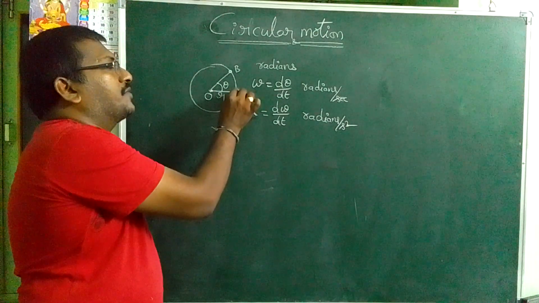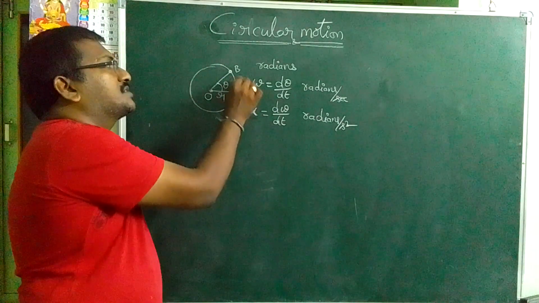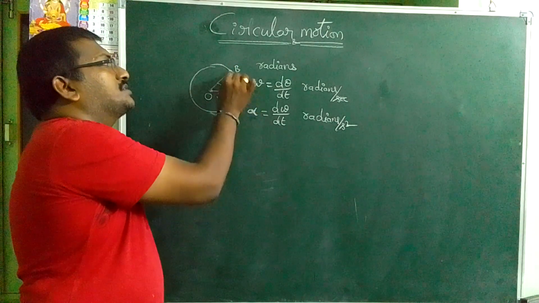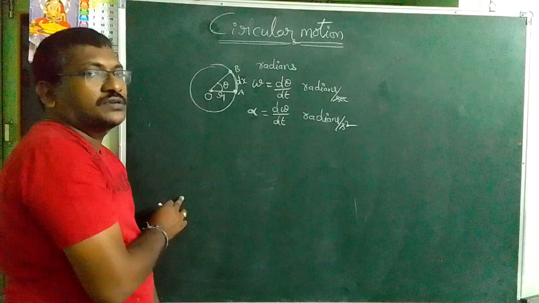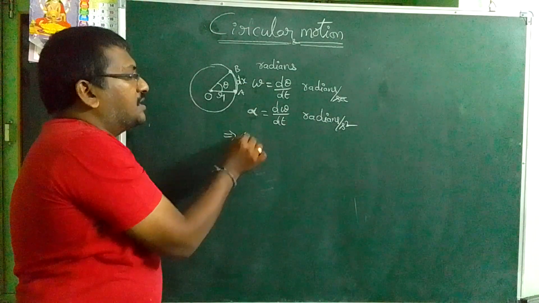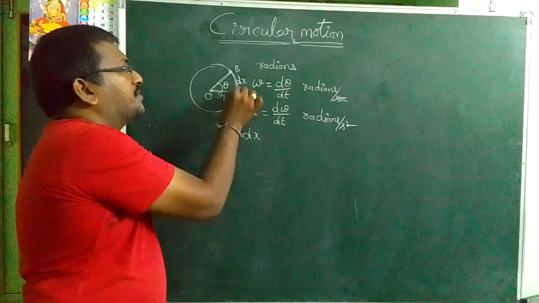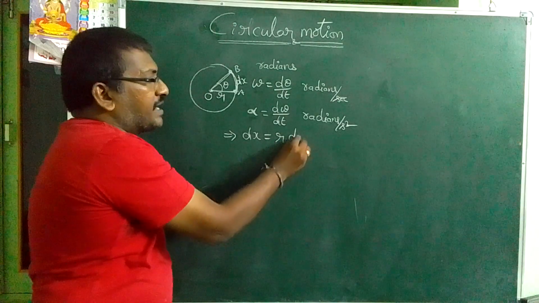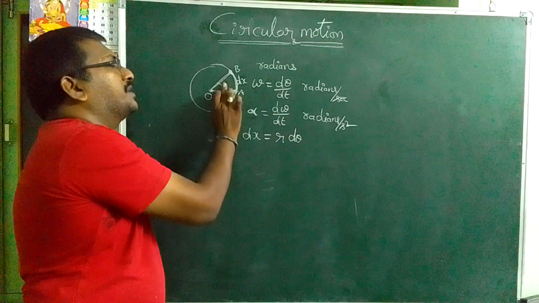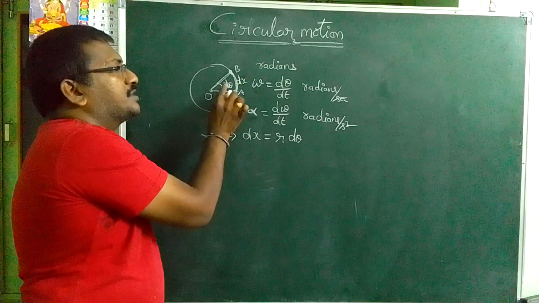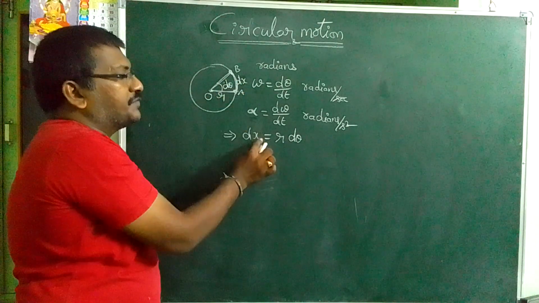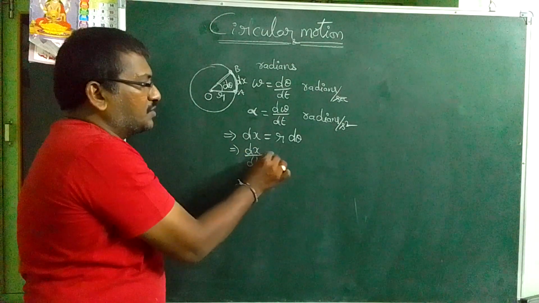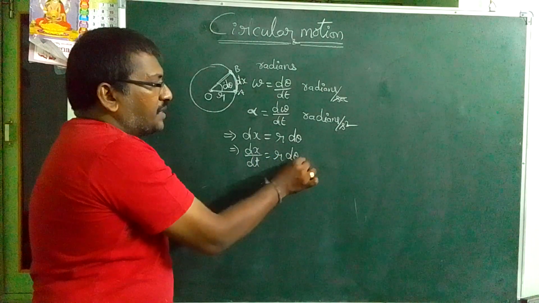The particle is moving in a circular path with velocity v. When it shifts from A to B, it covers a small linear distance dx. From this we can write dx equals, for this shape, the length of the arc is equal to radius into angle. For a small dx, I am taking the angle as d theta. Differentiating with respect to time, you get dx by dt equals r into d theta by dt.